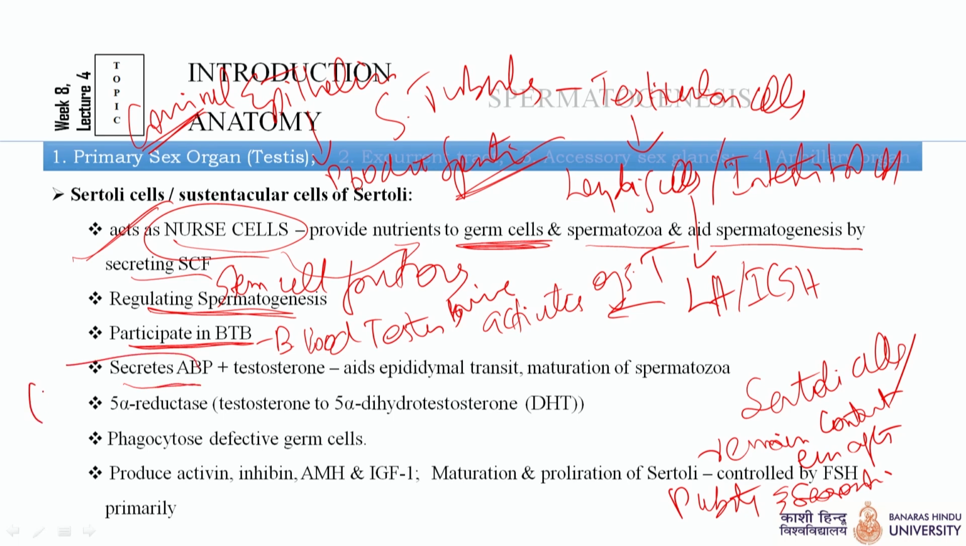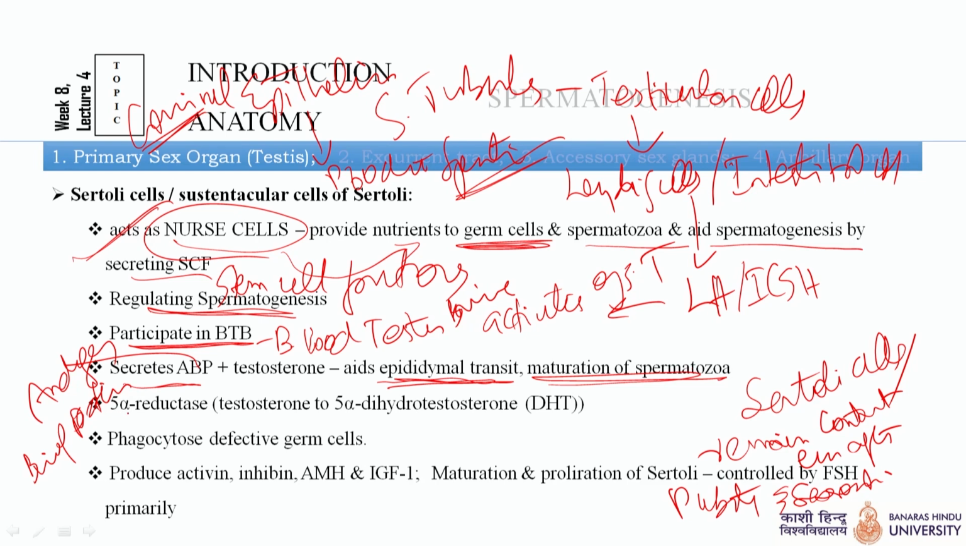ABP means androgen binding protein. So the testosterone, when it gets secreted, will go and bind with this protein, right? So the testosterone binds with the ABP that aids in the epididymal transit as well as the maturation of the spermatozoa. So this is very, very important. Then only the testosterone can act on the spermatozoa where it matures.